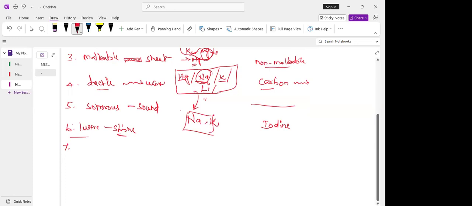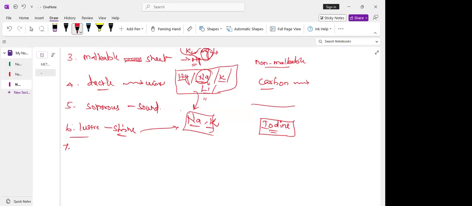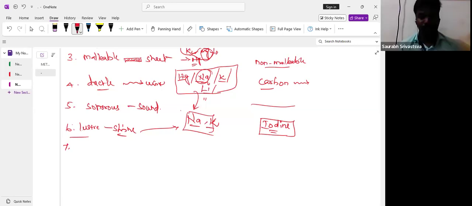If you are taking the metals, every metal is of lustrous nature, but sodium and potassium are not lustrous. When you are taking the non-metals, all the non-metals are non-lustrous, meaning they won't show the bright nature, except iodine. Iodine will show the lustrous nature. Understand? Okay. And next one.